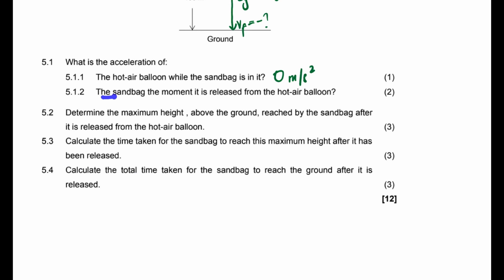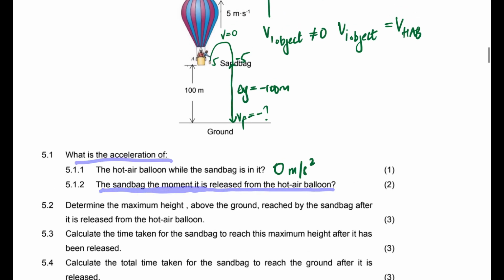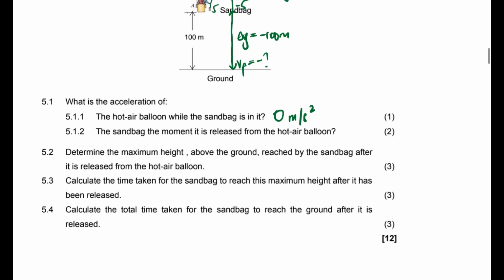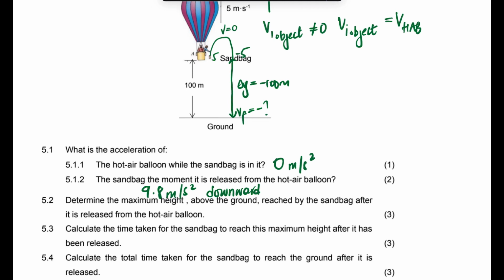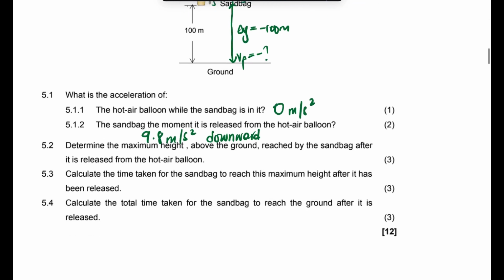The next question says, what is the acceleration of the sandbag the moment it's released from the hot air balloon? The acceleration of the sandbag anywhere in this motion will be 9.8, and it's very important that you state the direction. It will be 9.8 meters per second squared downwards. Guys, you cannot say negative 9.8 meters per second squared here. You should say 9.8 downwards. Every object, in fact, has an acceleration of 9.8 downwards, unless it's moving at a constant velocity, just like the hot air balloon, right?